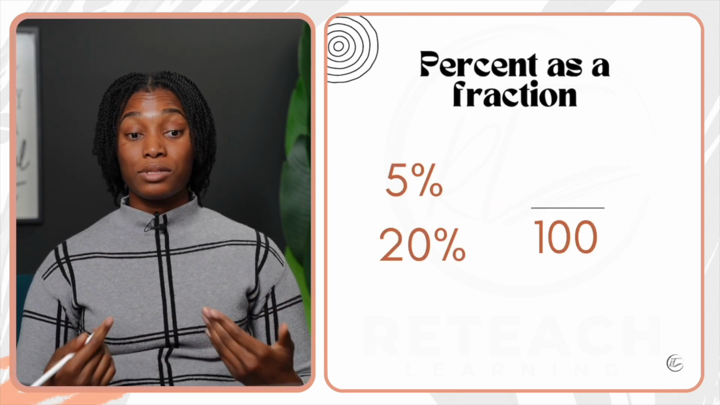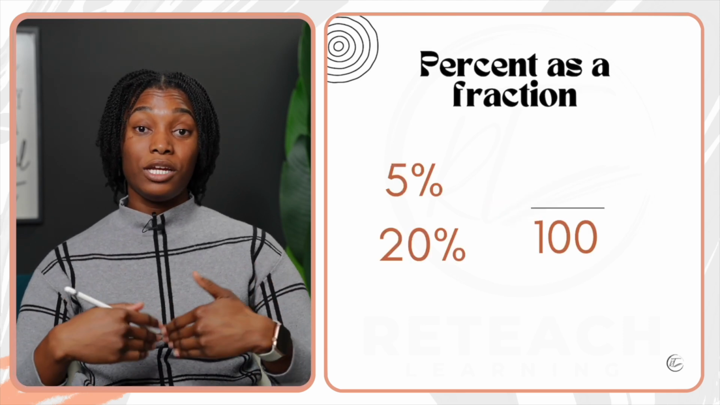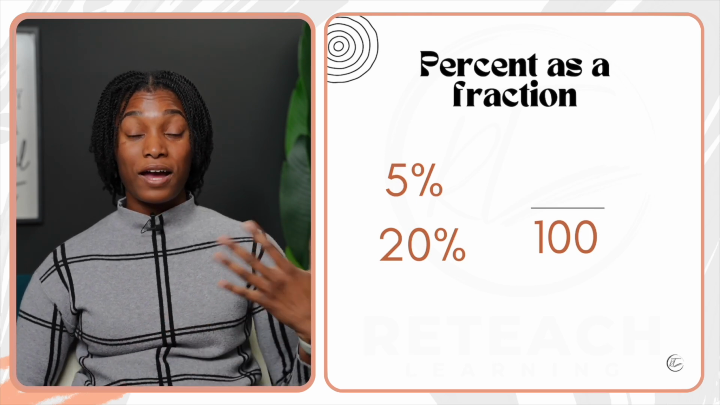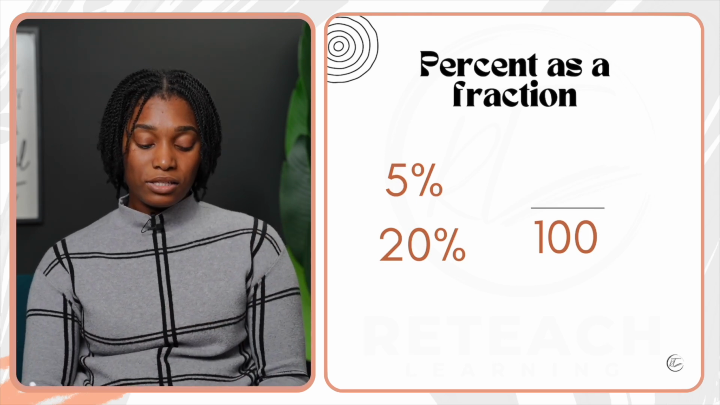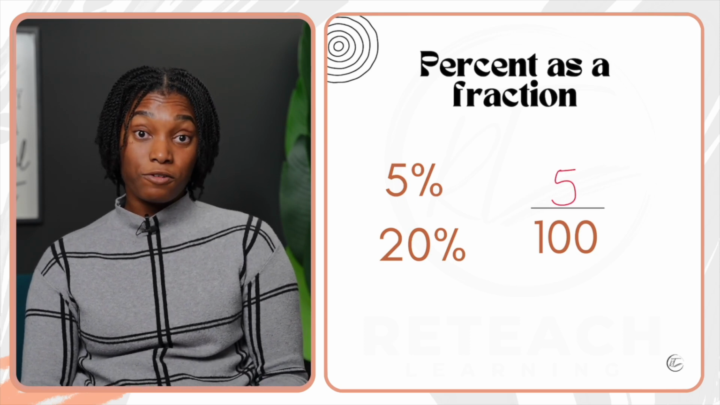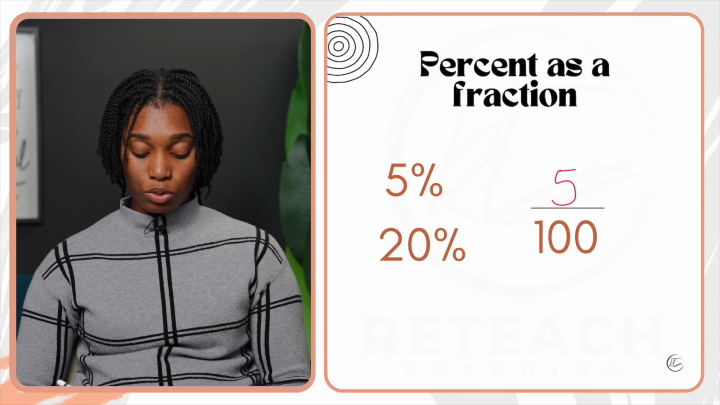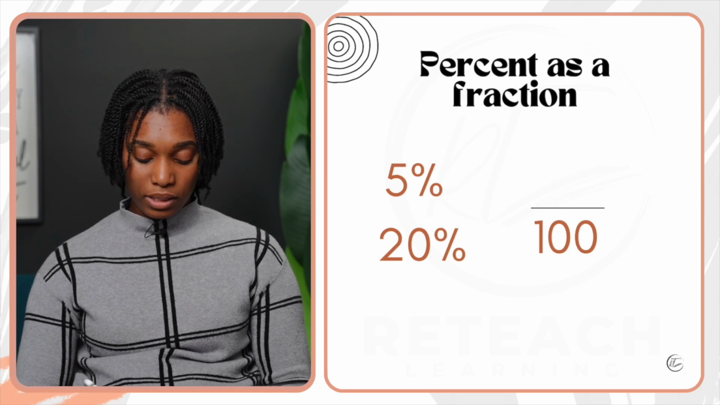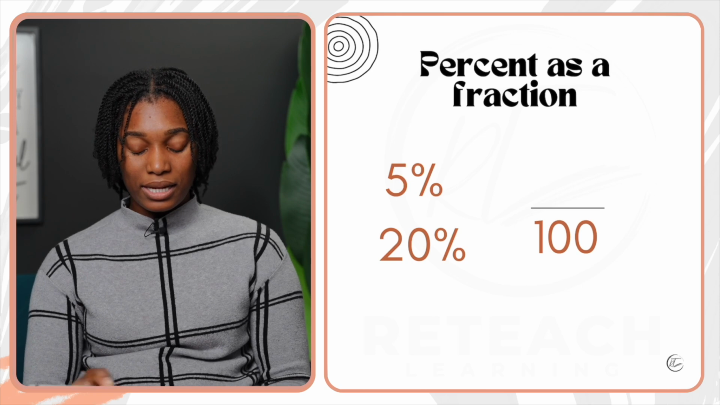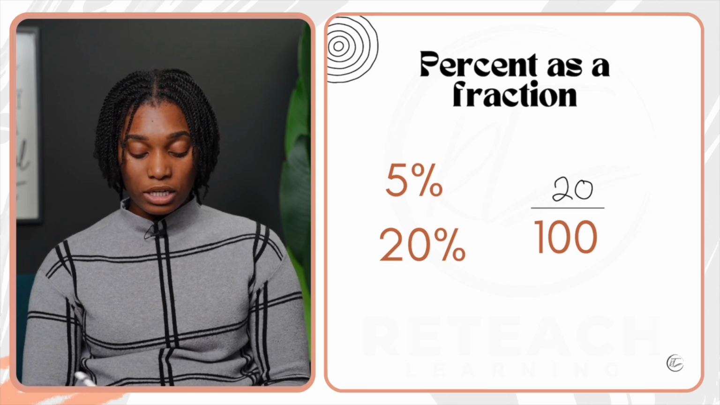If I tell you that a percent is simply a fraction with a denominator of 100, then that also means that if I am told I got 5%, then that simply means, oh, that's just 5 over 100. That's what it is as a fraction. If I'm told I have 20%, then that simply means I got 20 out of 100.